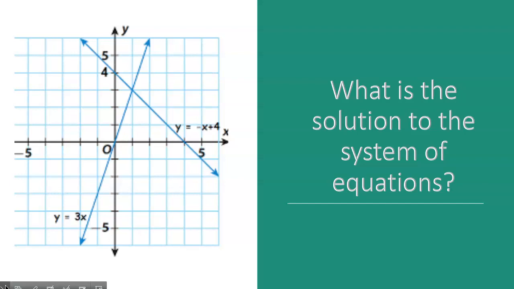Next up, what is the solution to the system of equations? If you're just asked to give the solution, just find that point of intersection. So I'm at 1, 1, 2, 3. So that's my answer, 1, 3.